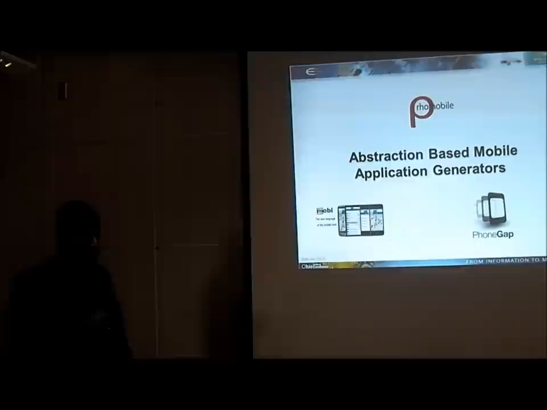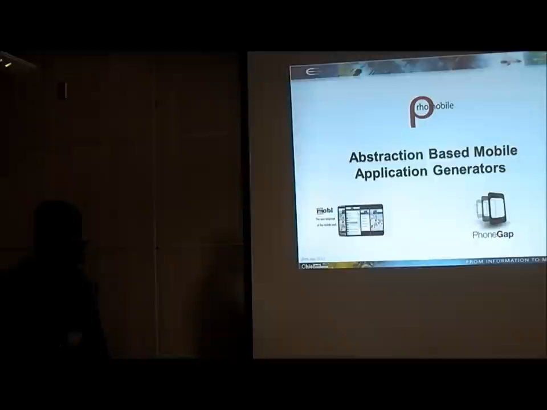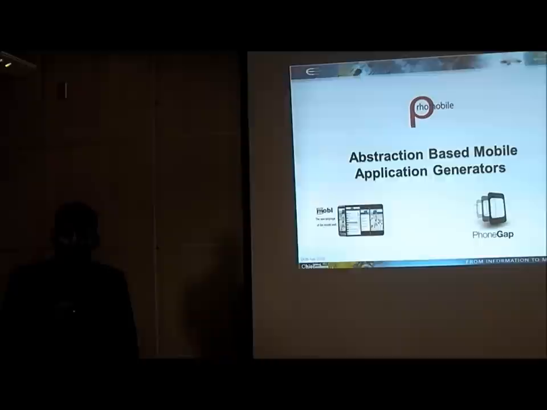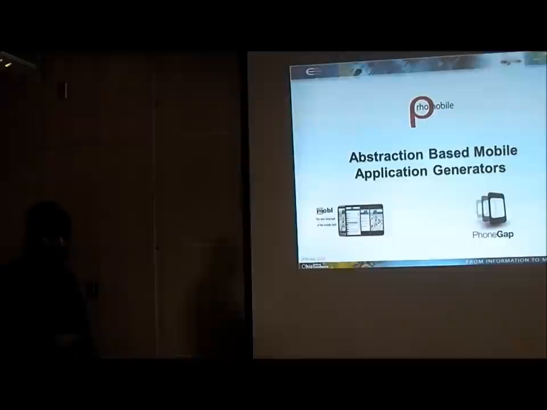Then there are other players. So there's one called PhoneGap. There's this one called Mobile, which is actually a project from a graduate student in the Netherlands. So all these tools generate applications based on abstractions, different levels of abstraction. So in case of RhoMobile, the abstractions are based on the Ruby language, so they are more like Ruby functions. In case of PhoneGap, it's basically HTML, JavaScript, and CSS. And in case of Mobile, it's a special language that the Mobile people introduced.